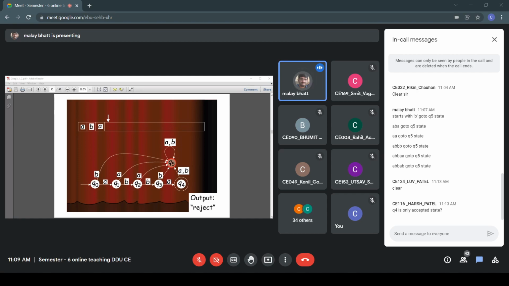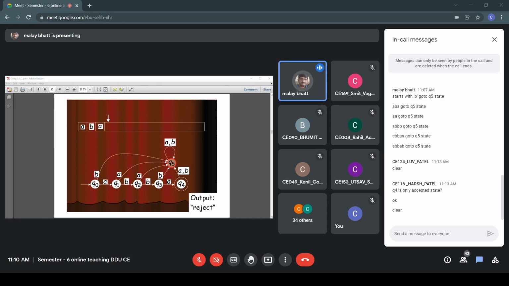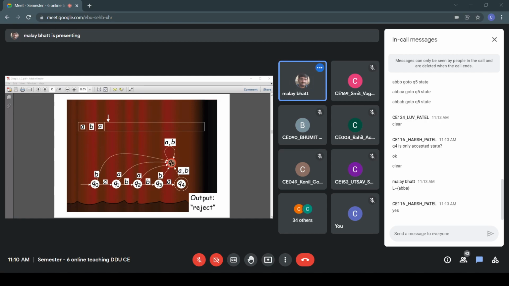Here Q4 is the only accept state because it is accepting only one pattern. Our language contains only one element, because it is shown with a double circle. You can see Q4 is shown with a double circle, two concentric circles. It is the only accepting state in this diagram. So I think we can proceed further.